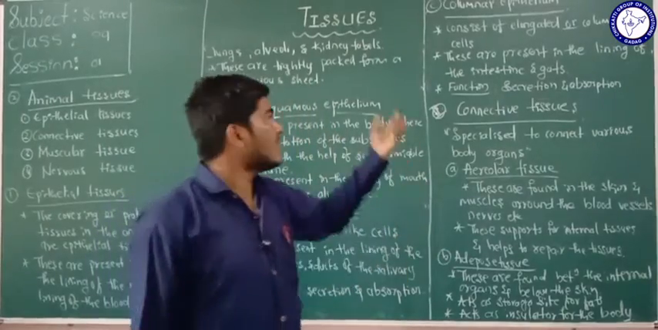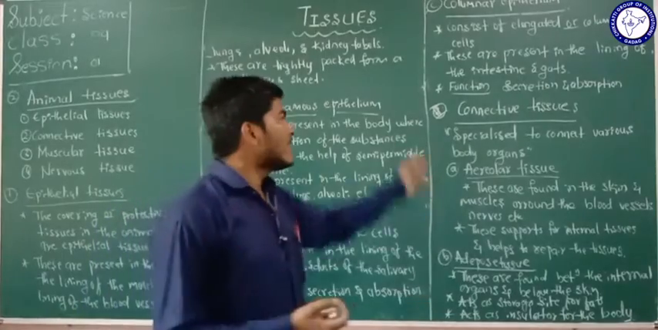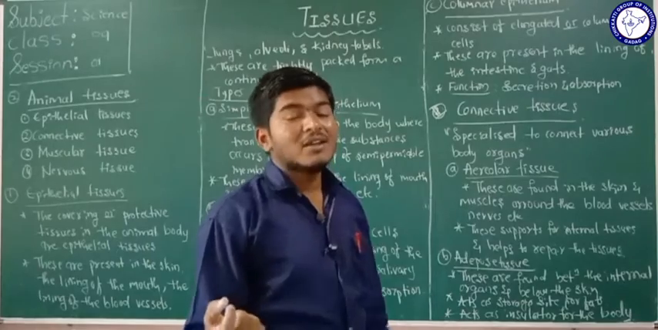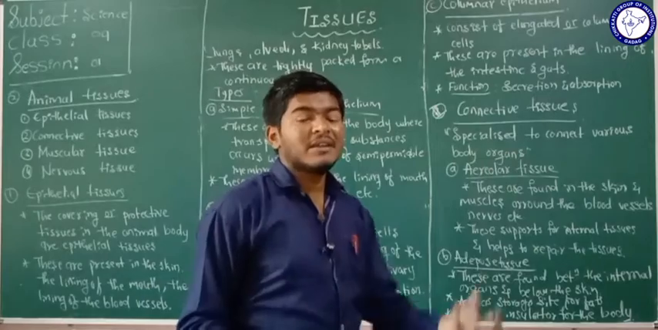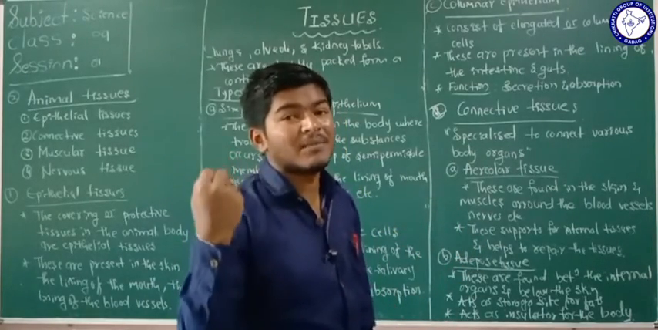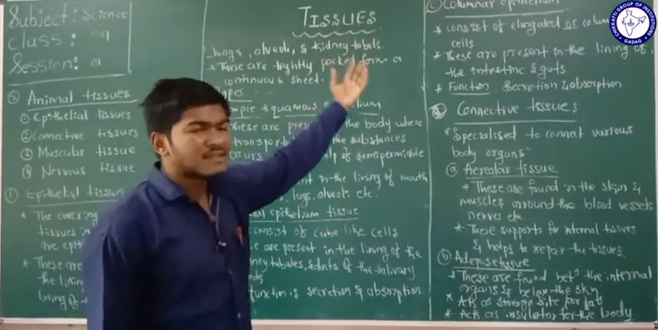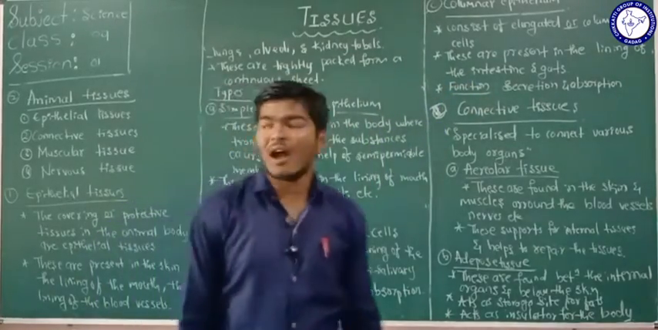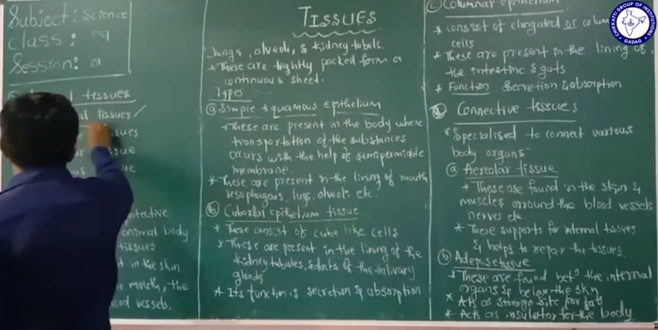And what is the function of the columnar epithelium here? When these are present in the lining of the small intestine and the large intestine, the absorption of food materials or the secretion of some hormones is done here. So the function of the columnar epithelium is secretion and absorption of food materials. This is all about one type of animal tissue, that is, epithelial tissues.